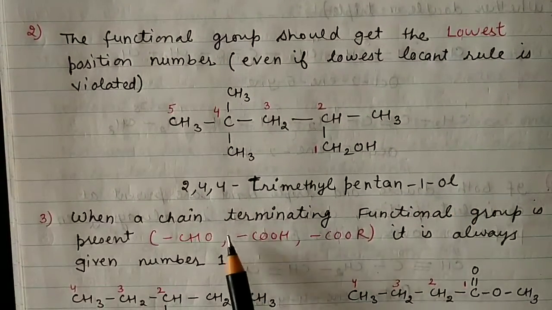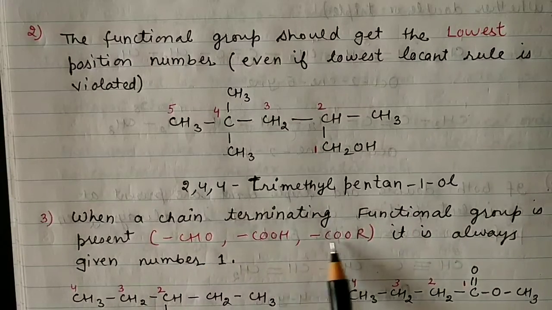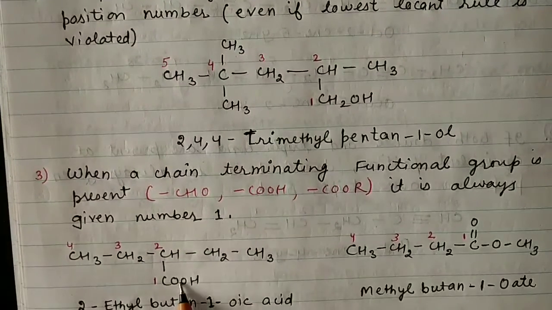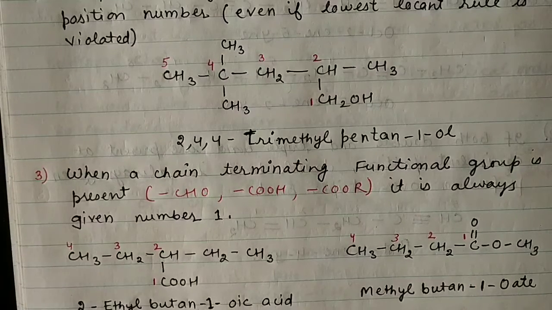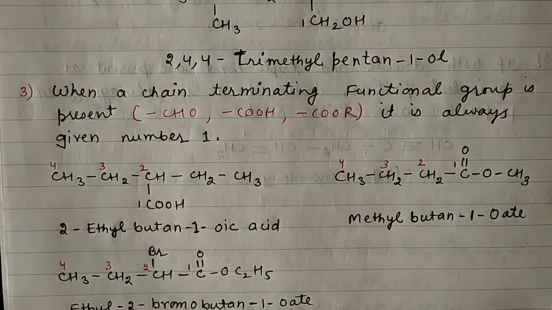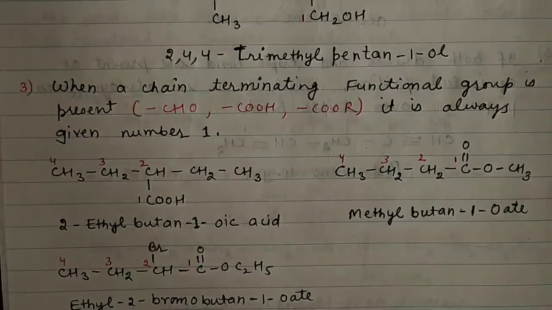When a chain-terminating functional group is present, like CHO, COOH, COOR, it is always given number 1. So here for carboxylic acid, for this ester, and for this ester we have to number them 1. Likewise we will assign their numbers and mention their nomenclature.